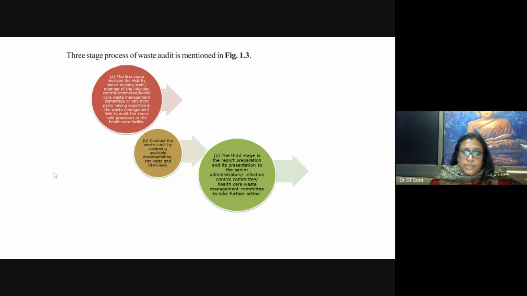Okay, so the first stage is a visit by the committee members to the areas where the waste is generated, and then documenting it. Any audit we do, we do either by observation, by record review, or by interviewing the personnel. So you can use all these mechanisms. Your mere walkthrough will also tell you so many stories about whether things are happening properly or not. Then report preparation, and then putting it to the waste management committee for further action, or to the infection control committee for further action by the administrators.